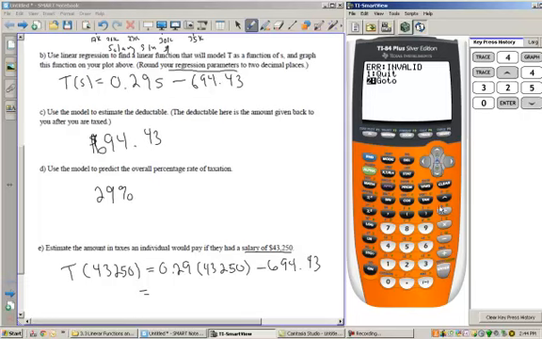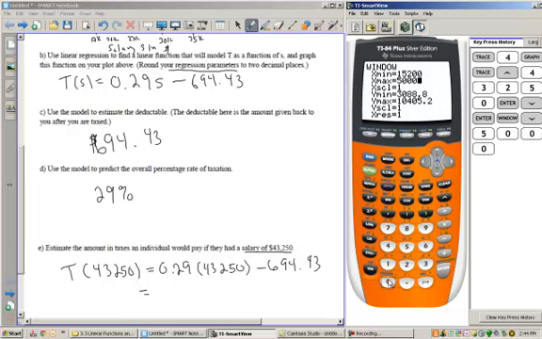Okay, so what happened here? The problem is that your window is too small. So I can make my window larger. If I want to plug in 43,250, I have to make sure this number right here is bigger than 43,250. So I'm going to move it to 50,000. I'm going to resize my window by hitting zoom, zoom fit.